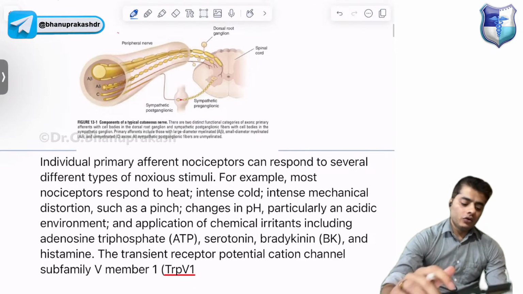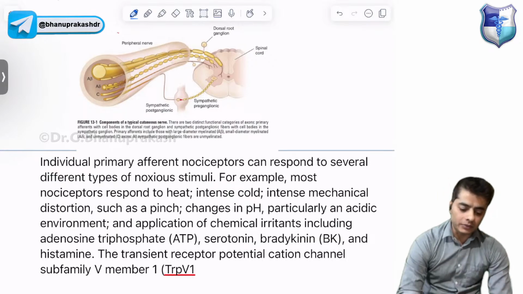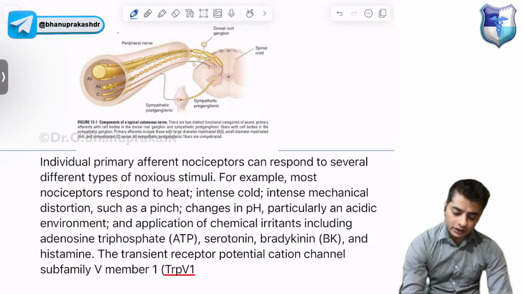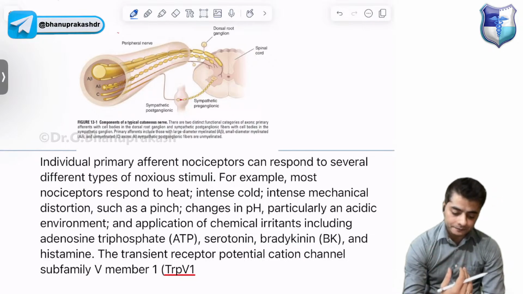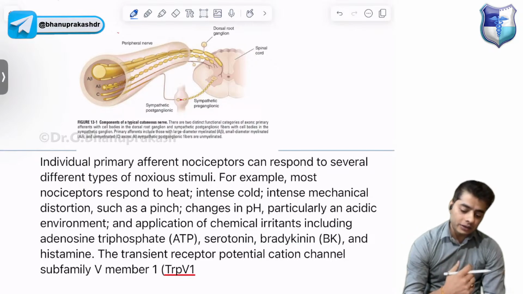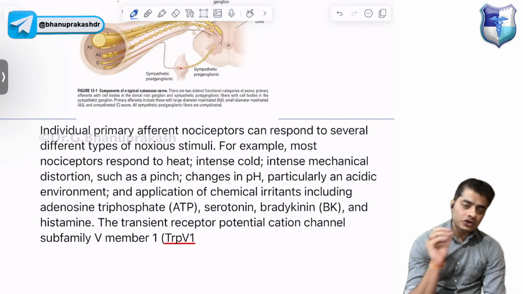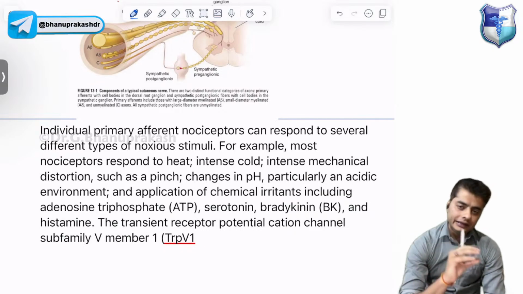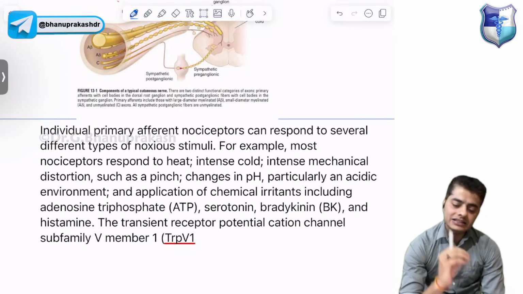Now we know that A delta and C fibers carry pain, but something should be there to stimulate these fibers. What is this? Any nociceptive stimulus, which can be heat, cold, mechanical distortion, pinch, any change in pH, particularly an acidic environment, any application of chemical irritants, including adenosine triphosphate, serotonin, bradykinin, histamine, and especially TRPV1. All these act as nociceptive stimuli. What all these things will do is irritate our nerve fiber. When the nerve fiber is irritated, it will carry pain. And through which will they carry pain? They will carry pain through A delta and C fibers.